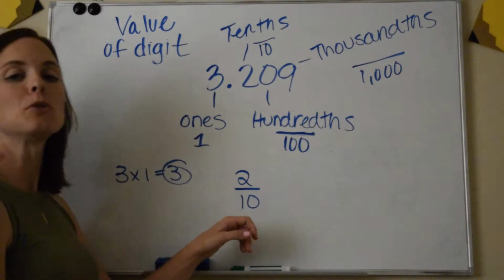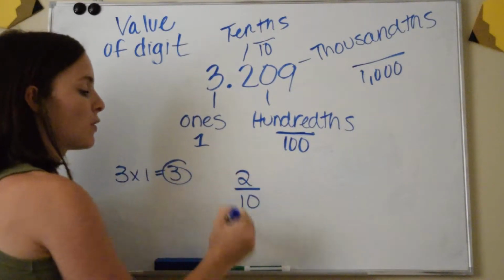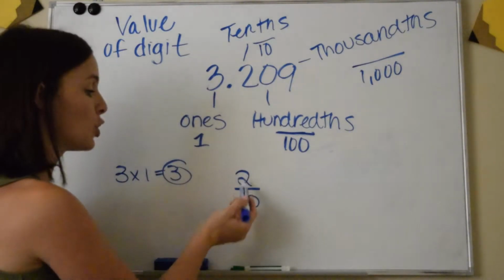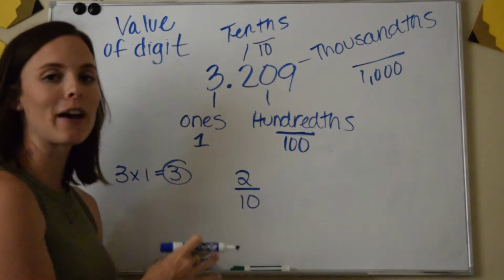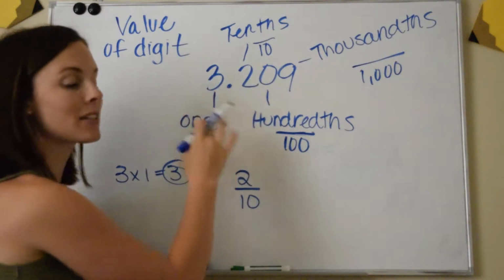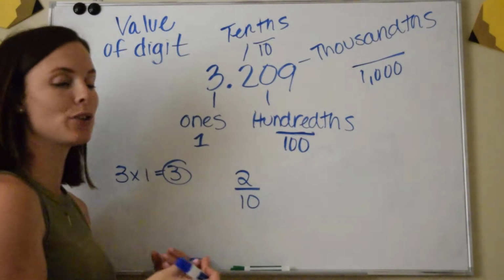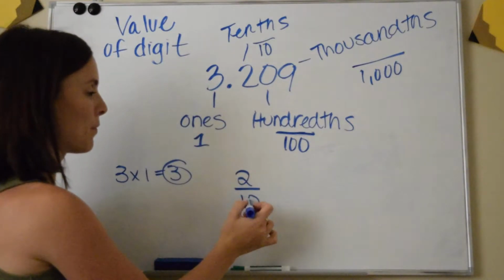I hope that helps you if you have worked with fractions before. If I was to read this fraction out loud, I would say this is 2 tenths. The fraction is 2 tenths. Yes, it can simplify, but we're not simplifying right now. All we're doing is identifying the value of a digit based on where it's sitting in the number according to a place value chart. So the 2 is worth 2 tenths.